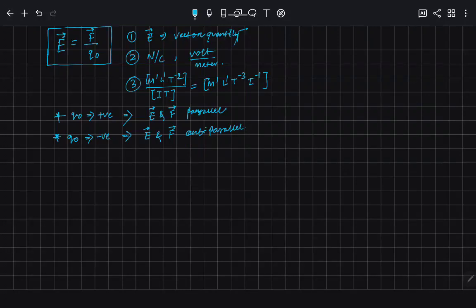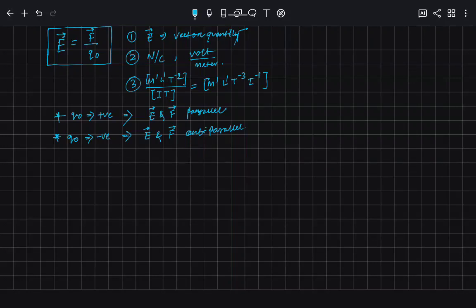So what does it say? Just to be very sure about this: E is the electric field due to the system of charges, and F is the force on the charge q naught by the system of charges. That should be clear, right? Okay.